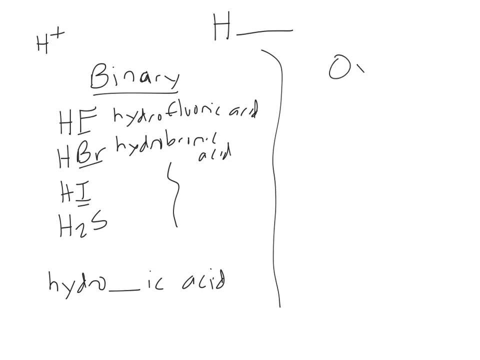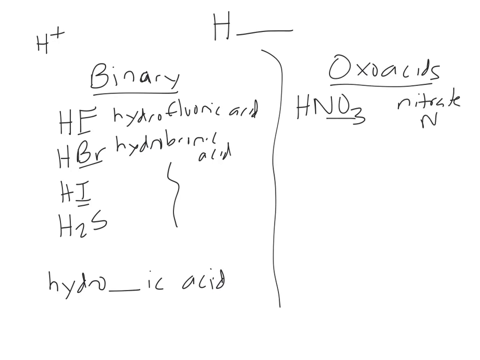The other class are oxoacids, which, as their name implies, have oxygen in them. And so an example of an oxoacid is HNO3. We recognize NO3 as nitrate from our ion group. It's NO3 minus. And we say, okay, it's HNO3 because it takes one H to neutralize the NO3 minus. Another one is H2SO4. You might recognize SO4 2 minus as sulfate. So that's what we would look at there.